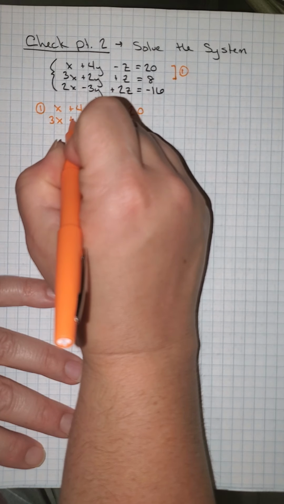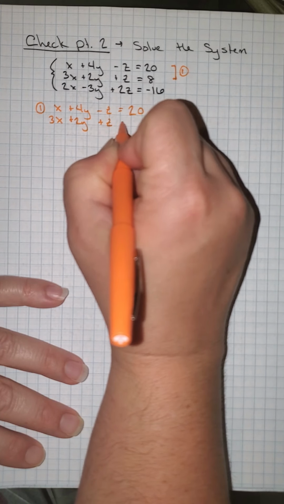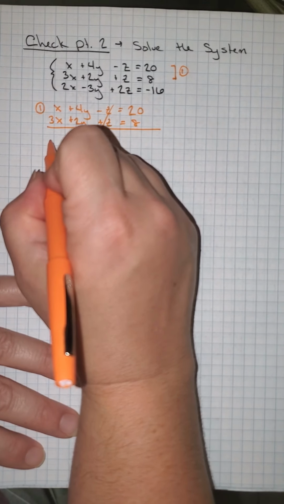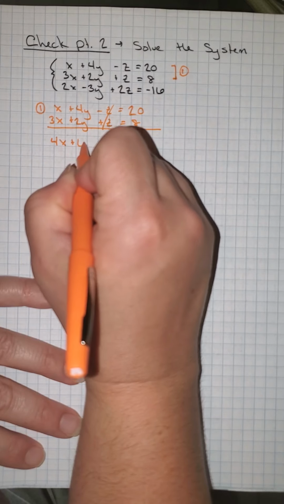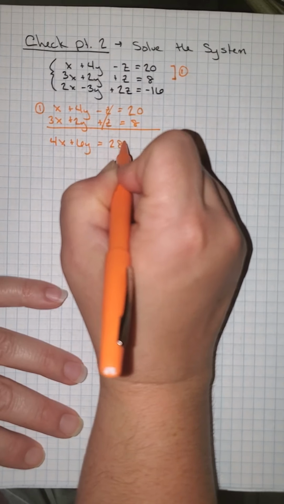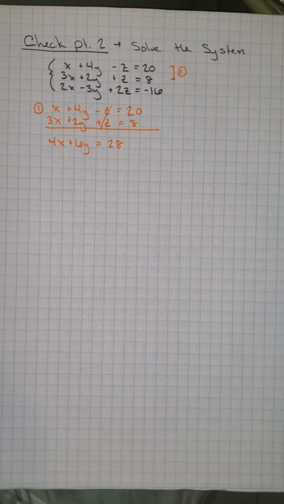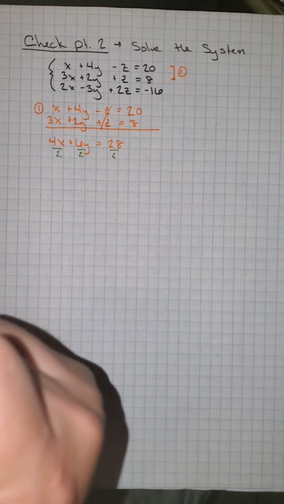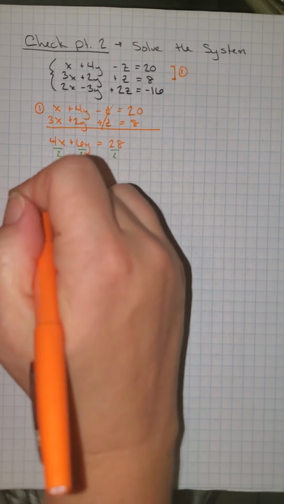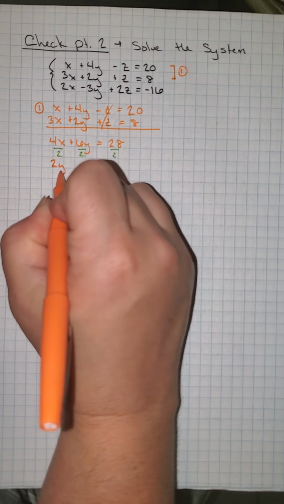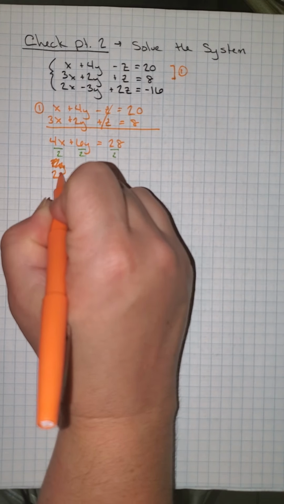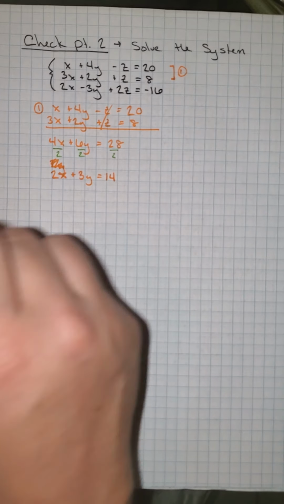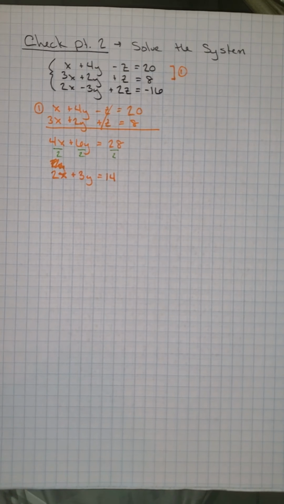And I don't have to do anything to set it up because these two have the z and the negative z, so they cancel. So you end up with 4x plus 6y equals 28. I do notice they're all divisible by 2. I don't know if it'll help or not, but I feel like a simpler answer is always just kind of nice. Okay, so 2x plus 3y equals 14. All right, there's equation number 1.